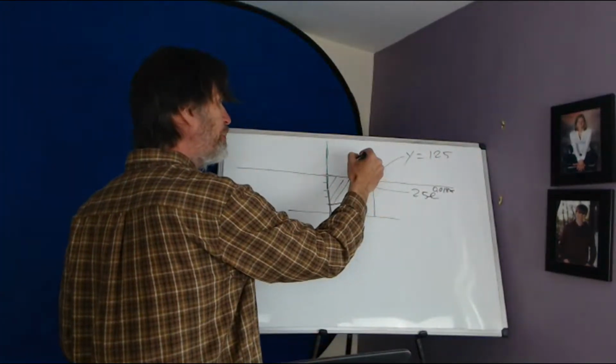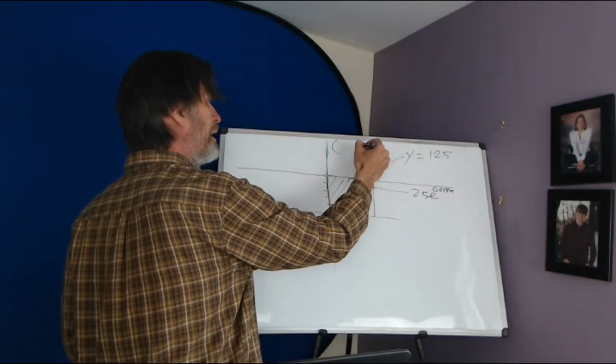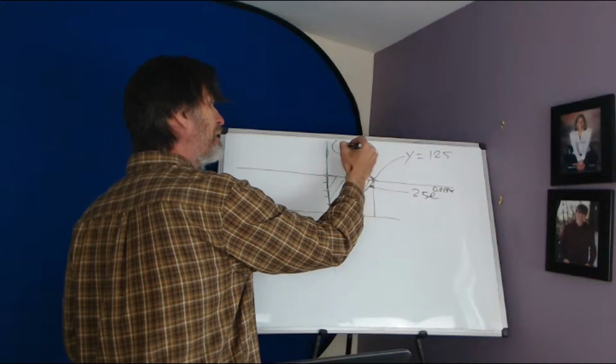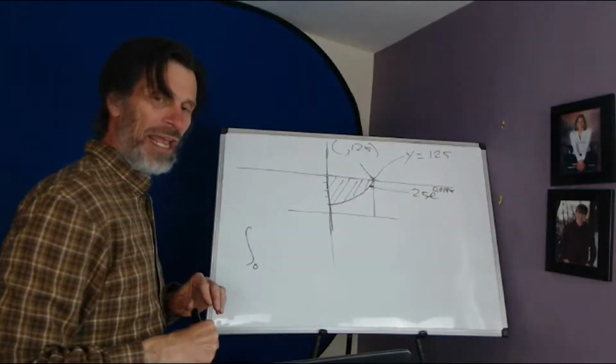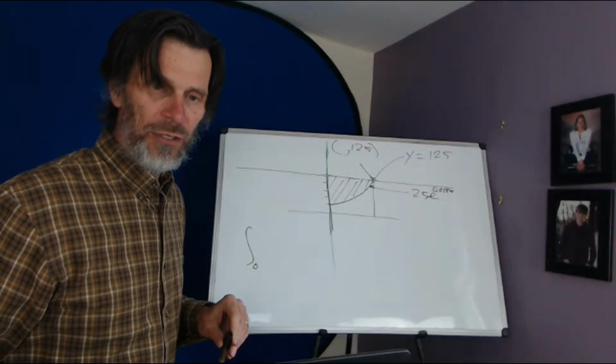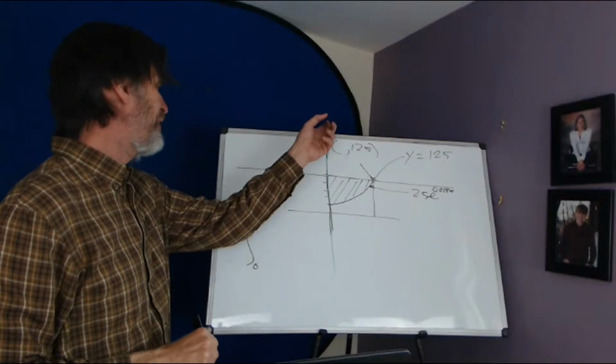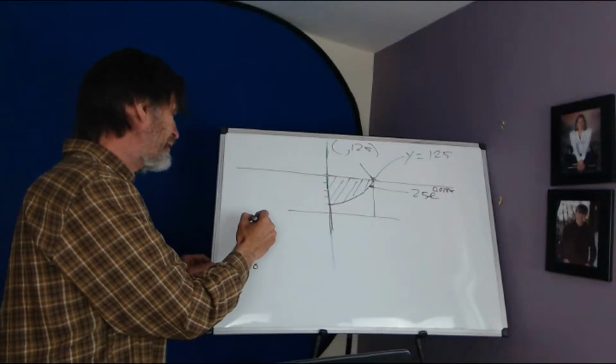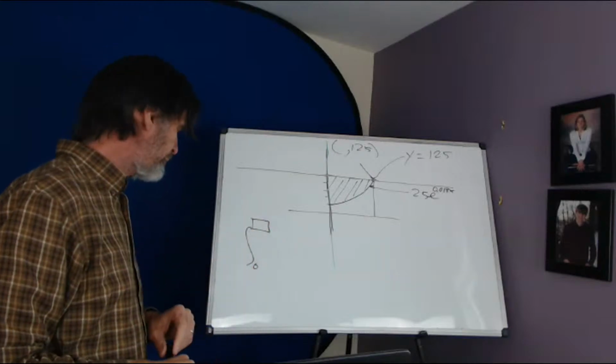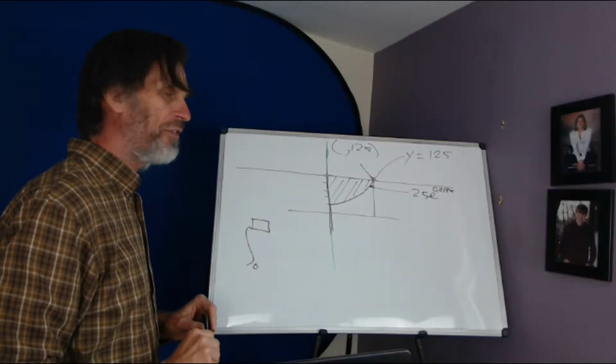So we need the ordered pair right there. I know the y value, that's given. I need to figure out what that x value is. So how am I going to do it? How am I going to find the x value that's going to give me the upper limit on my definite integral?